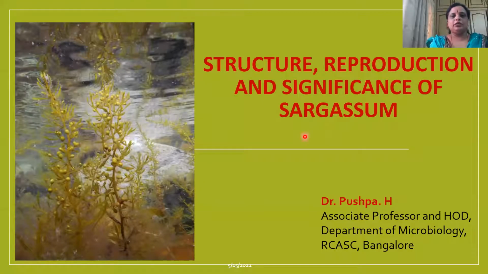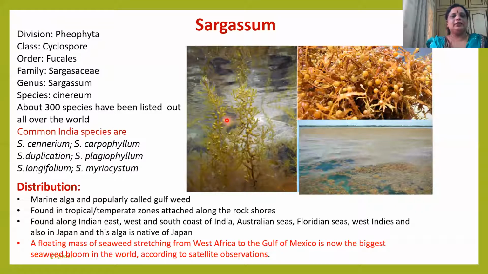Okay, good afternoon, students. Let us continue with our previous class, wherein we were studying the structure, reproduction, and significance of sargassum. We studied that sargassum is a marine aquatic alga which belongs to the subdivision Phaeophyta, that is brown algae, because of the pigment system, the cell wall component, the type of reproduction, and the kind of flagellation they have. And this is an alga which is widely distributed all over the world, especially in the tropical and temperate oceans.